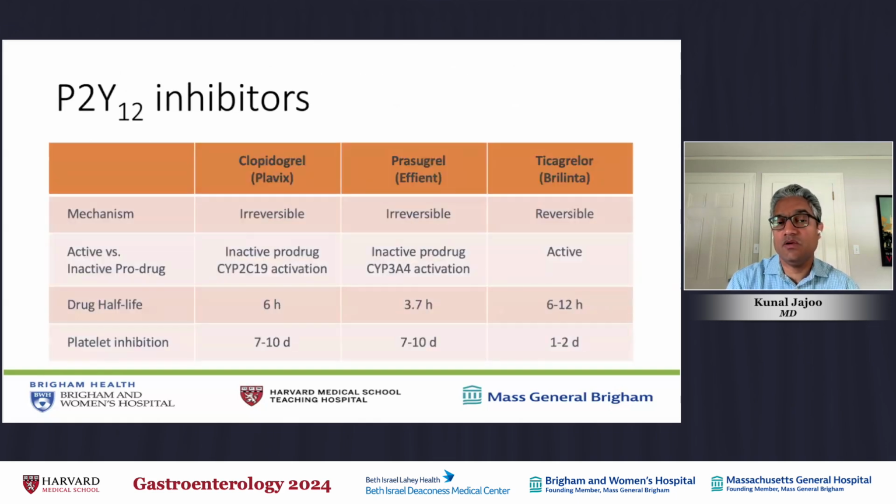Here we see that clopidogrel, the original and kind of most common one that we see, and prasugrel are both considered irreversible medications, and they both have platelet inhibition on the order of 7 to 10 days. Whereas ticagrelor is a reversible medication, a reversible effect, and has platelet inhibition lasting for about 1 to 2 days.